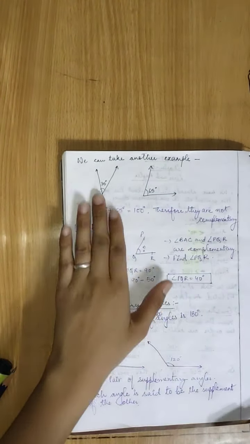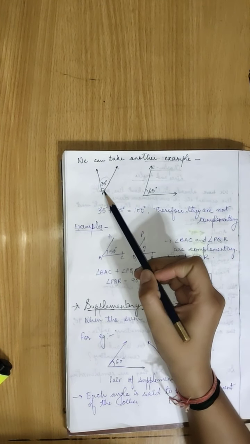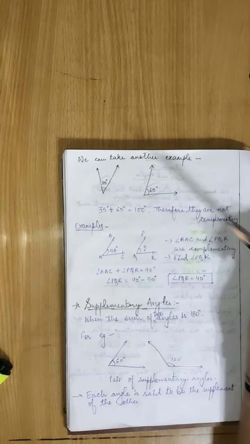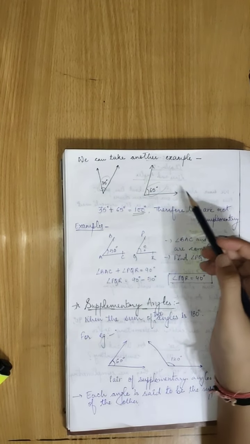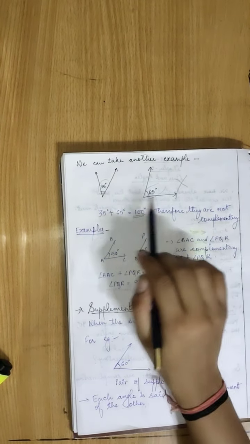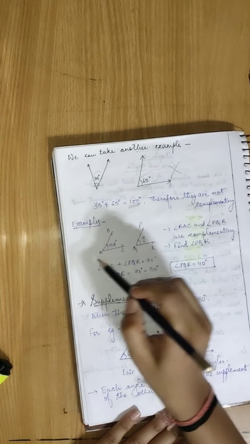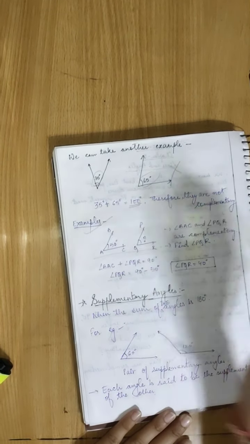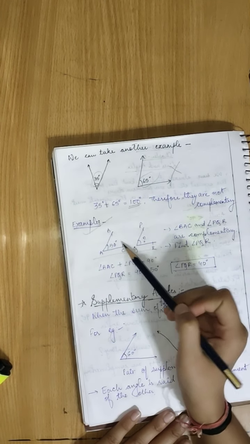Now, as we can see in this example over here, this is 35 degrees and this is 65 degrees. When we do the sum, this is 100 degrees. So this is not a complementary angle. Okay, so these are not complementary angles. Now we will see the example. We are given angle BAC is 50 degrees.